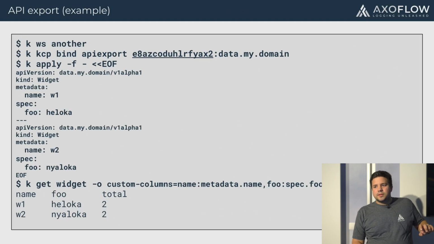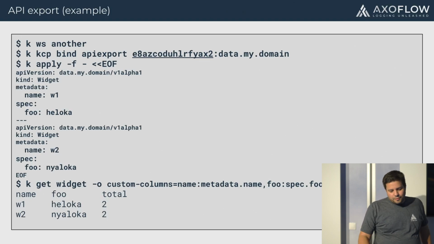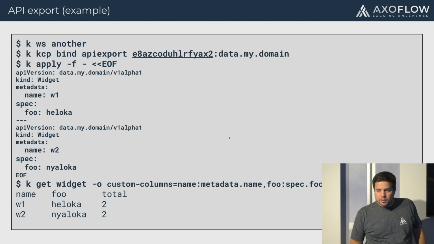It doesn't appear as a CRD. So, for example, you can't even use kubectl explain to find out what the fields are, but anyway, you can create instances of that type. In this example, I created one called W1 and another one called W2. And right after it, if I list those widgets, you can see that the status.total field is already filled in by the controller.